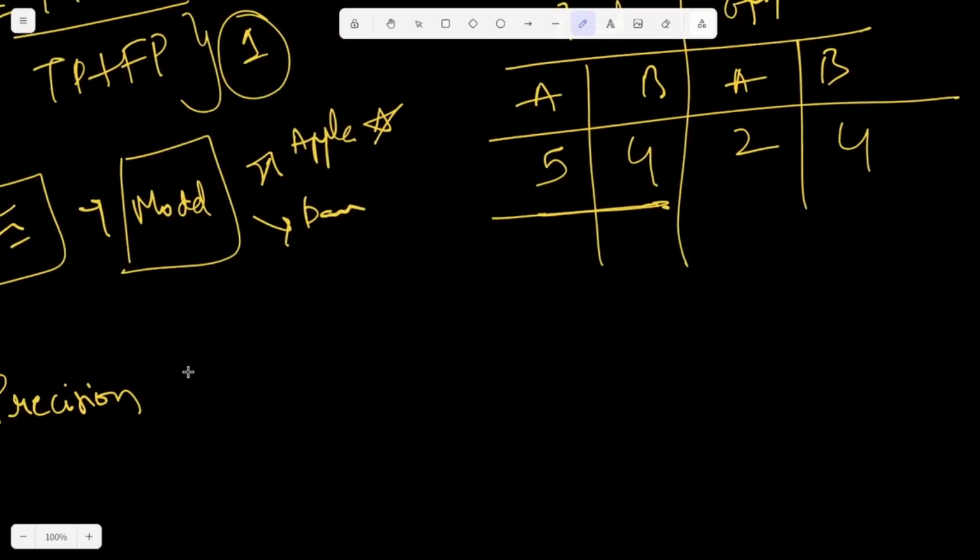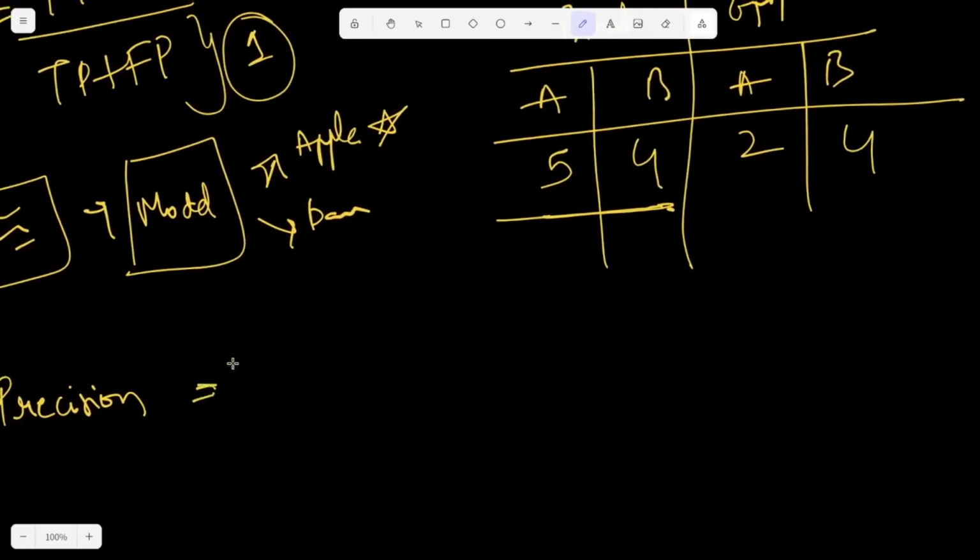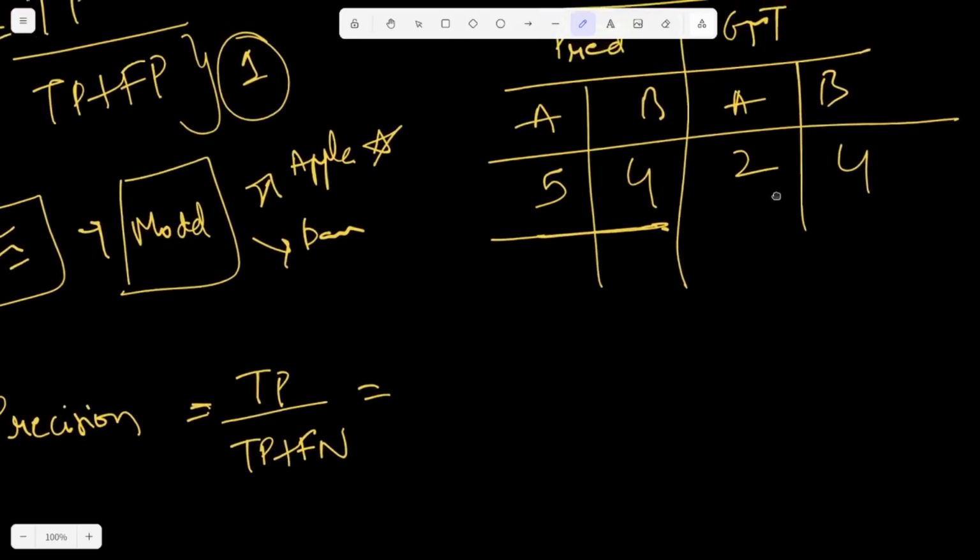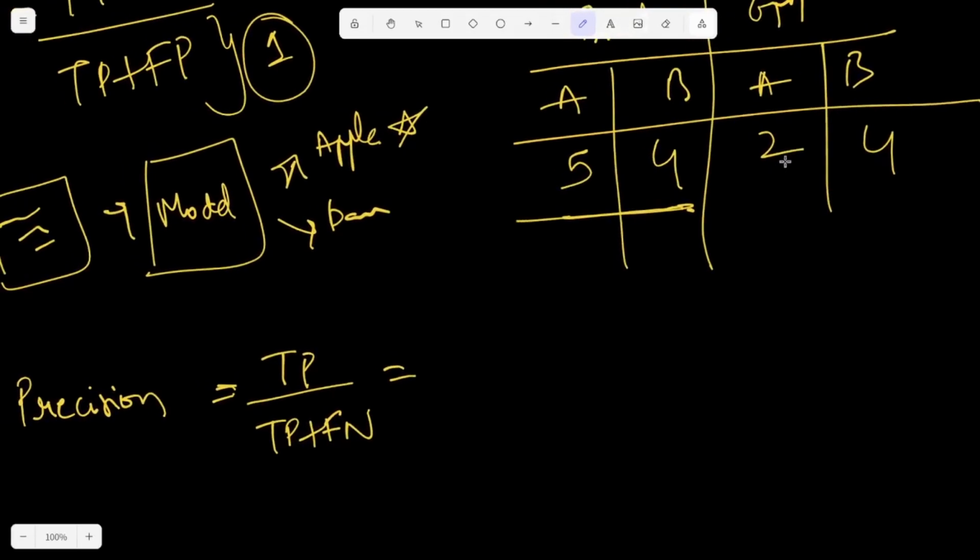So if we do the precision for apples, the formula is basically true positives by true positives plus false negatives. Now, what are true positives? True positives is an instance where our model predicts it to be an apple and it is actually an apple. Remember, we have two apples, so at the most there can be two apples present in the detection, right? Because the ground truth only consists of two apples, but our model predicted there to be five apples.